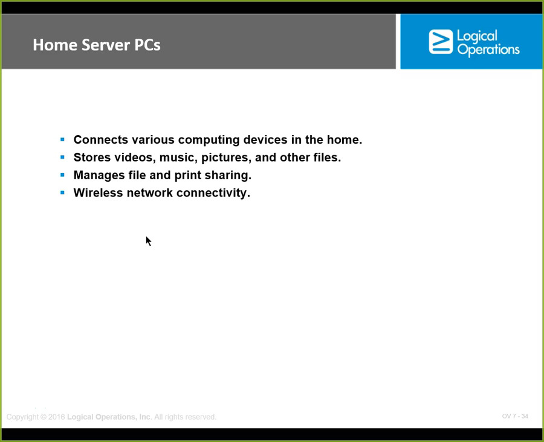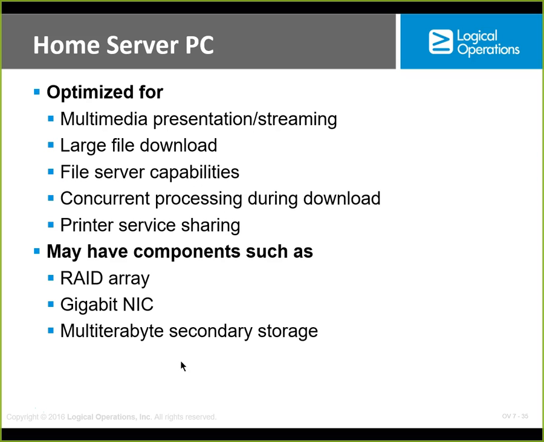It serves various computing devices in the home, manages file and print sharing, and wireless network connectivity is usually going to be available on these things. They're optimized for multimedia presentation streaming, large file downloads, movies, file server capabilities, and concurrent processing during the download. Print sharing, may have a RAID array, gigabit NIC for fast networking capability, and then a multi-terabyte secondary storage if you're going to have a lot of movies on it.